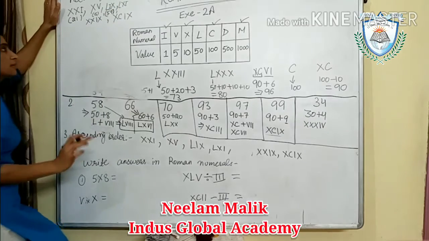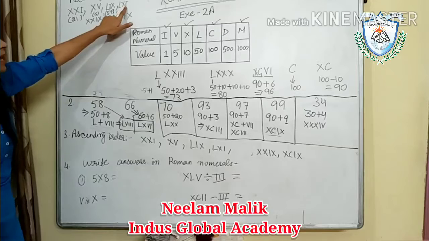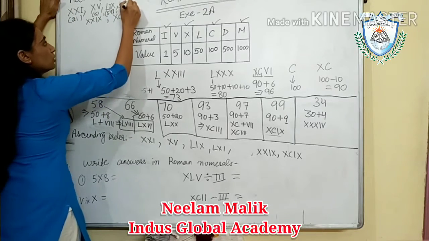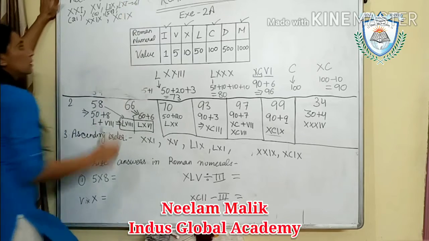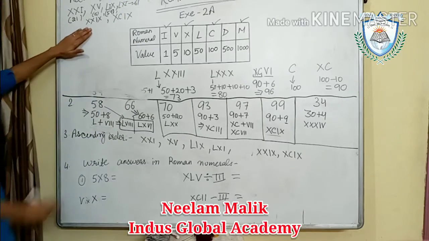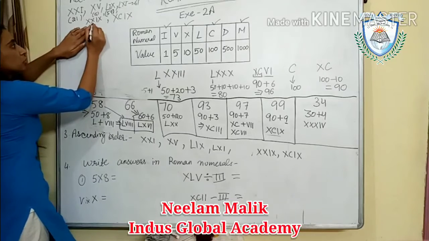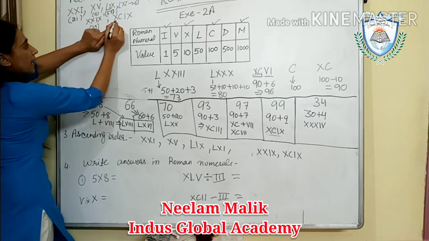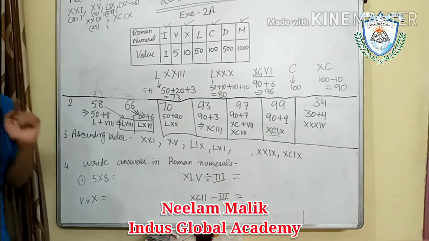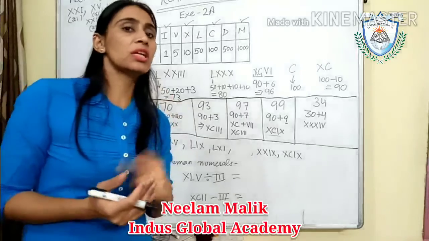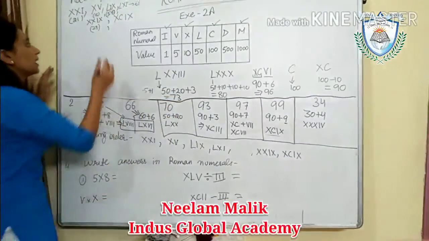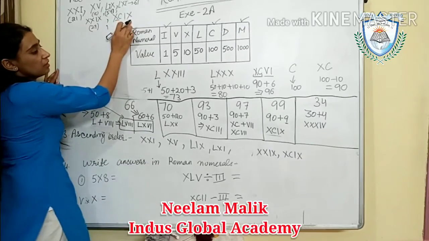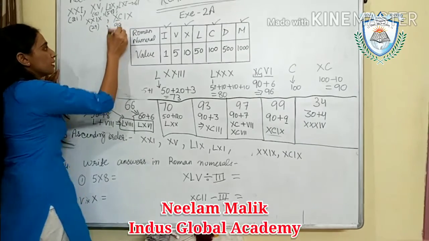Next is LXI. L means 50, X is 10 plus 1. 50, 60 and 61. So this is 61. Now this is 10, 20 and 9. So this is 29. What is XC? C is 100. When we use X on the left-hand side, that means subtract. So this is 90, 99. This is our 99.